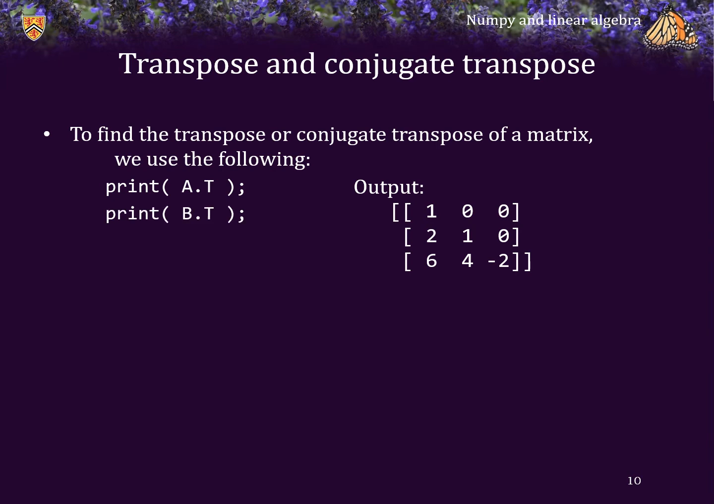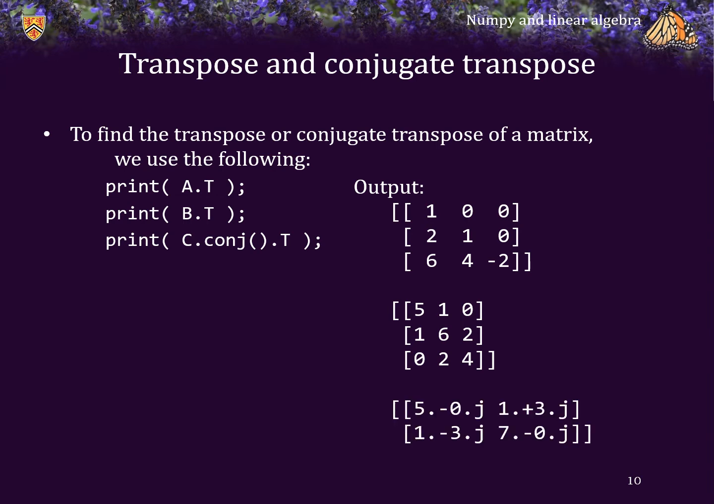Matrix B was symmetric, so there's actually no change when you calculate the transpose. And if you have a complex matrix and want to calculate the conjugate transpose, we first have to conjugate the matrix, taking the conjugate of each of its entries, and then take the transpose. However, you may recall that the matrix C was already conjugate symmetric, and so in this case, the conjugate transpose of C is equal to the matrix C itself.